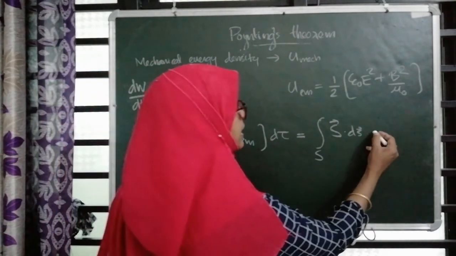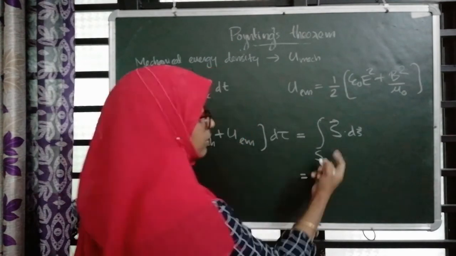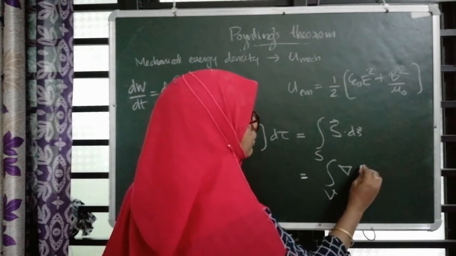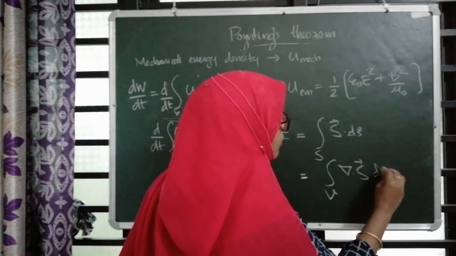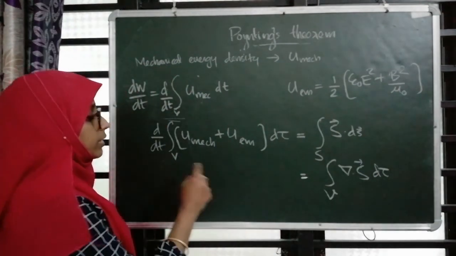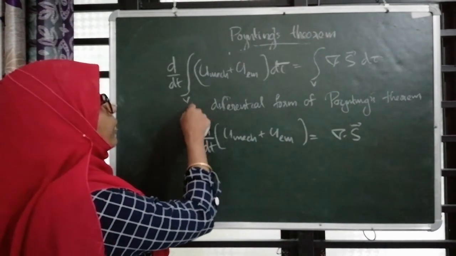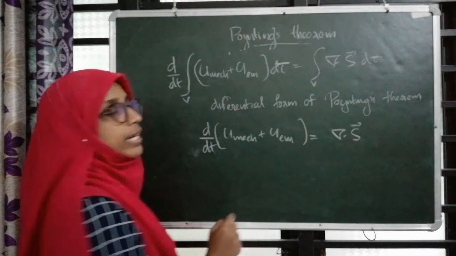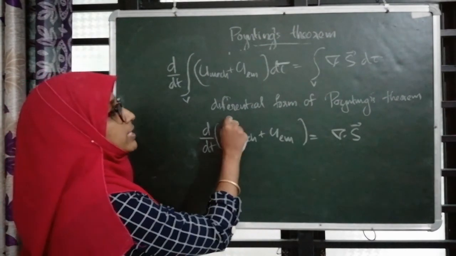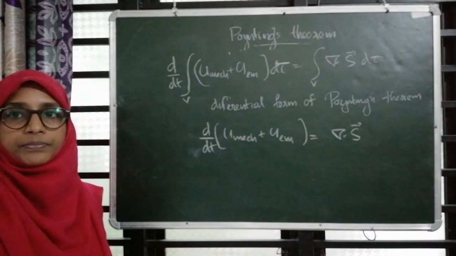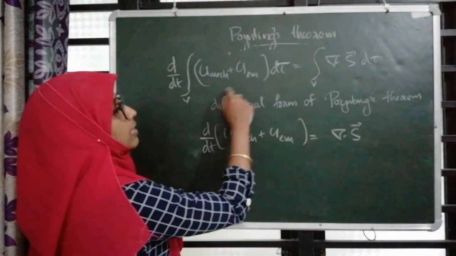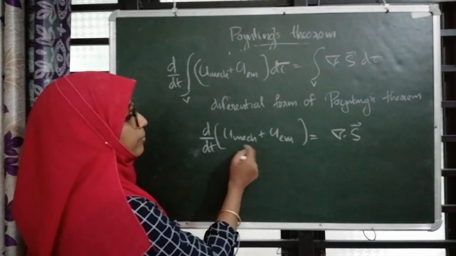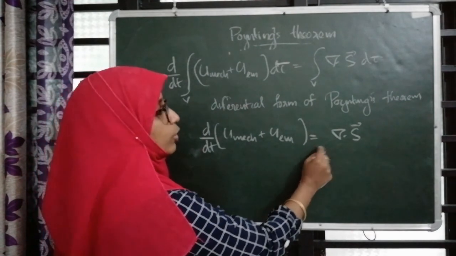Now I am going to change the RHS into a volume integral, that is, the volume integral of del dot S d tau. Now the LHS and RHS give d by dt of the volume integral of U mechanical plus U electromagnetic d tau equal to the volume integral of del dot S d tau, which I am going to explain as the differential version of the Poynting theorem. Since the LHS and RHS have the same volume integrals, I am rewriting this as d by dt of the energy density of mechanical and electromagnetic field equal to del dot S.